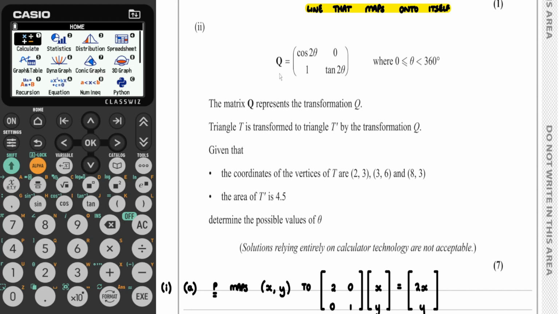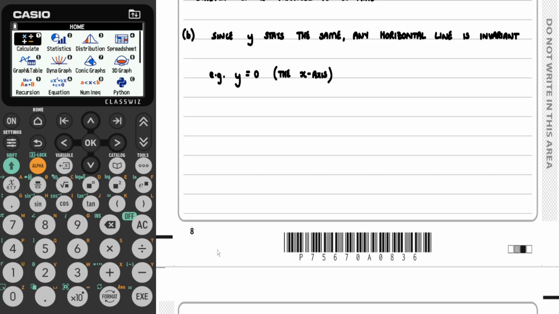For the second part of the question, we've got the matrix Q given by cos 2 theta, 0, 1, tan 2 theta, where theta is between 0 and 360 degrees. The matrix Q represents the transformation Q. Triangle T is transformed to triangle T' by the transformation Q. Given that the coordinates of the vertices of T are (2, 3), (3, 6) and (8, 3), the area of T' is 4.5, we have to determine the possible values of theta.